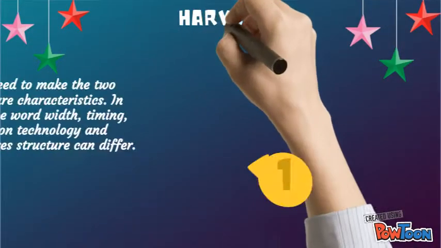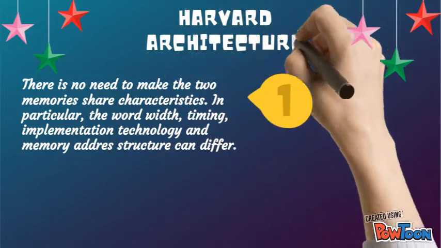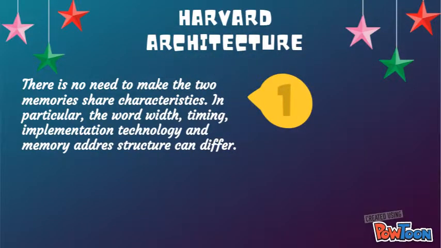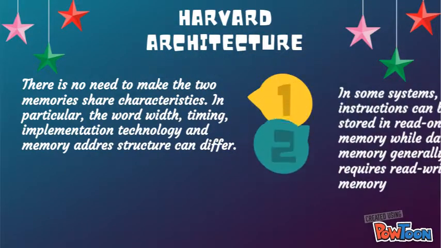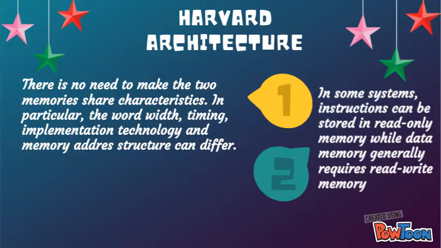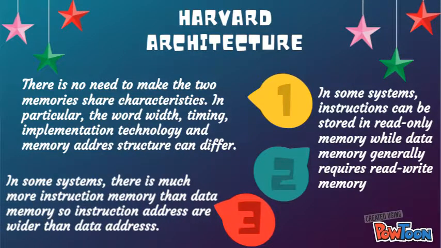There is no need to make the two memories share characteristics. In particular, the word width, timing, implementation technology, and memory address structure can differ. In some systems, instructions can be stored in read-only memory, while data memory generally requires read-write memory. In some systems, there is much more instruction memory than data memory, so instruction addresses are wider than data addresses.